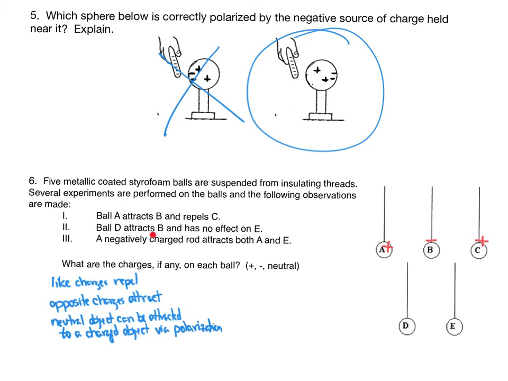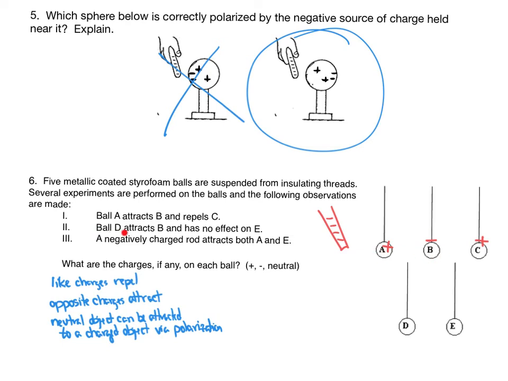So I got that information from a negatively charged rod attracts A, so positive would be attracted to that negative rod. I'll draw a little negative rod in here, right? So that would be attracted to the negative rod, so it's going to have to be positive. Well, it could be positive, right? If it repels C, C is going to be positive. If it attracts B, that'll be negative. All right, so far so good.